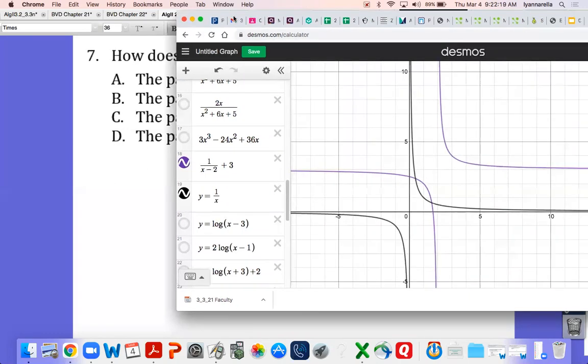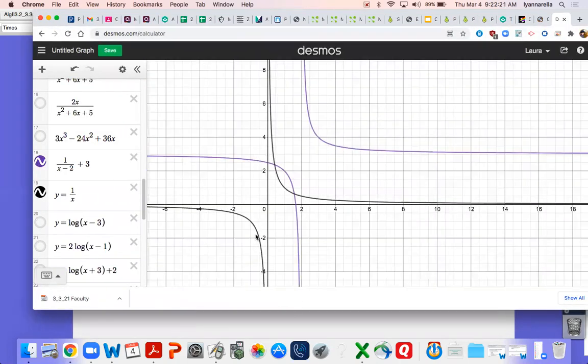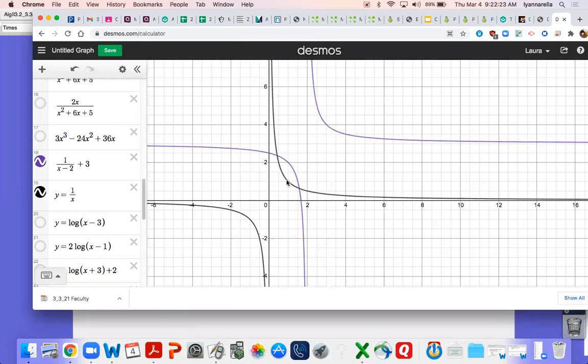Okay, so here's what you're focusing on. How does one graph move from the other? Well, I'm going to focus on a point on the parent function right here on the curve of the top branch of the black function. And I'm going to go find that point on the other function. It looks like it's right here. It's the same curve, but that point moved here.